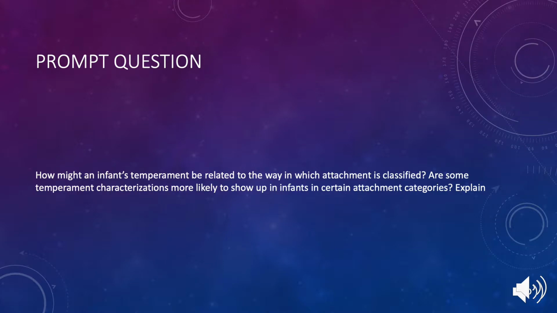The prompt question that I chose for this week is, how might an infant's temperament be related to the way in which attachment is classified? Are some temperament characteristics more likely to show up in infants in certain attachment categories? Explain.